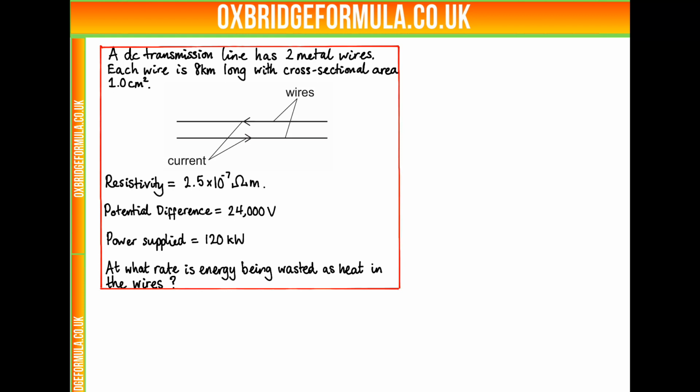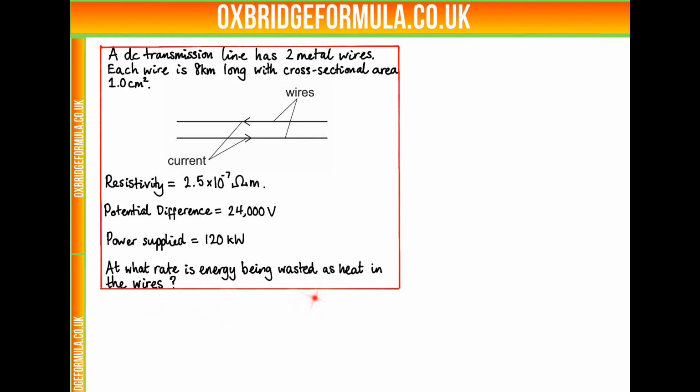So we have a DC transmission line with two metal wires. Each wire is 8 kilometers long with cross-sectional area 1 centimeter squared. So we have these wires and then the current, one going from right to left and the other coming from left to right. The resistivity is 2.5 times 10 to the minus 7 ohm meters. The potential difference input is 24,000 volts and the power supplied is 120 kilowatts. At what rate is energy being wasted as heat in the wires?